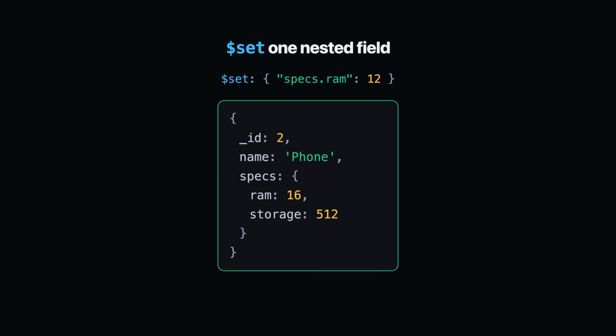Updates reach in exactly the same way. $set, specs.ram, 12. It changes that one field inside specs and leaves the storage completely untouched.